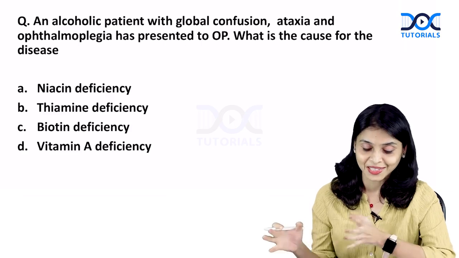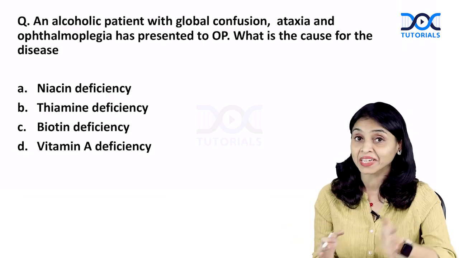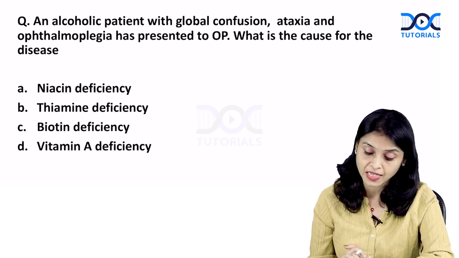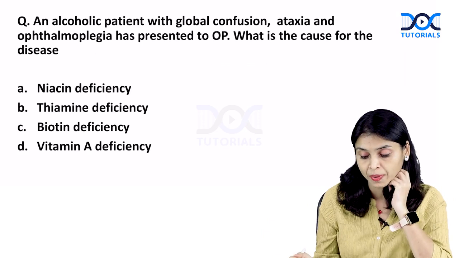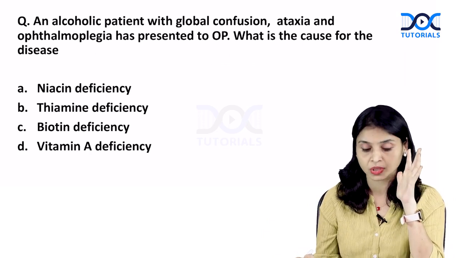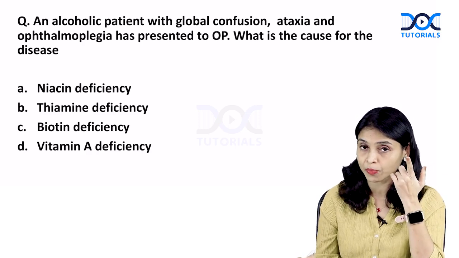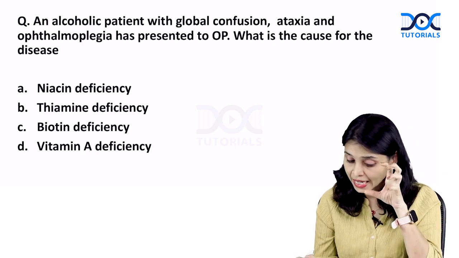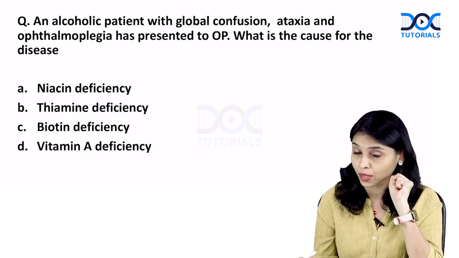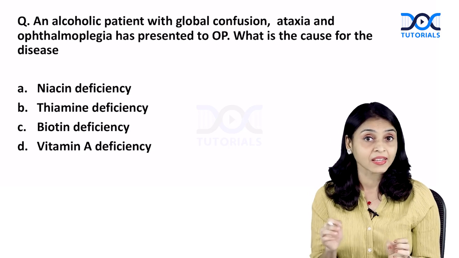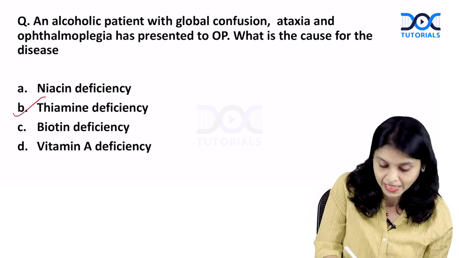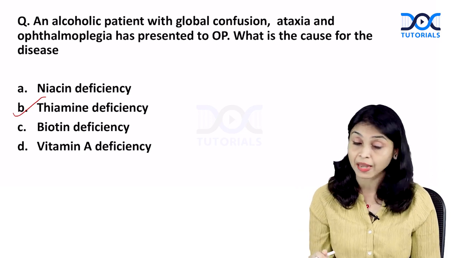Now start the questions from vitamins and nutrition. An alcoholic patient with global confusion, ataxia and ophthalmoplegia has presented to the OPD. What is the cause of the disease? The patient has global confusion, ataxia, ophthalmoplegia. That points towards Wernicke-Korsakoff psychosis or syndrome, which you see in alcoholics due to thiamine deficiency. So that is the answer, thiamine deficiency.